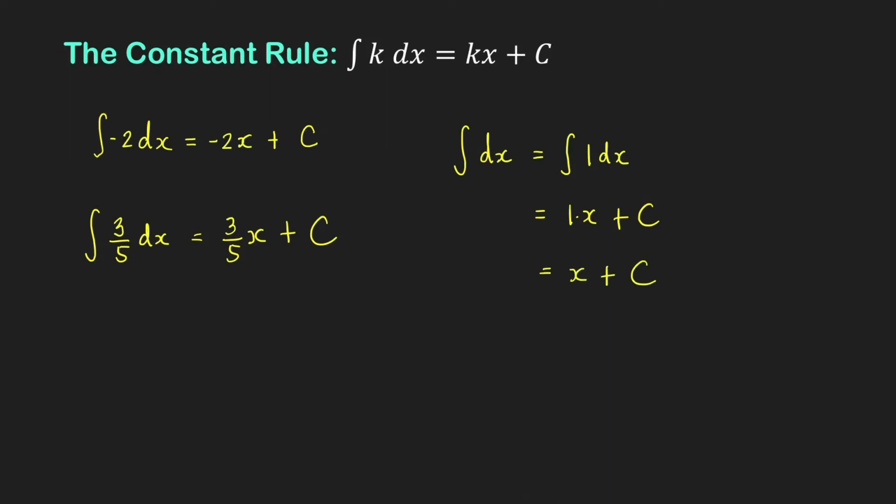Lastly, if we have integral of pi dx, then again, pi is just a constant. So we just have to copy it, multiply it with x, and then plus the arbitrary constant c.